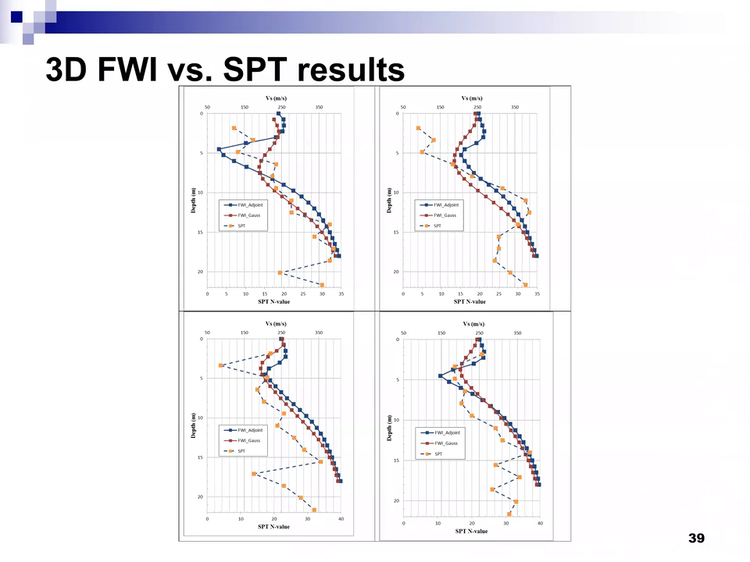Yeah. So here, the blue line is cross-adjoint, and the red line is Gauss-Newton. So we have a low velocity zone here, with a mismatch here between the 2 methods. But generally, they show the trend. So low velocity zone about 4 or 5 meters, and then velocity increases with depth, with limestone at about 10 meter depth here.